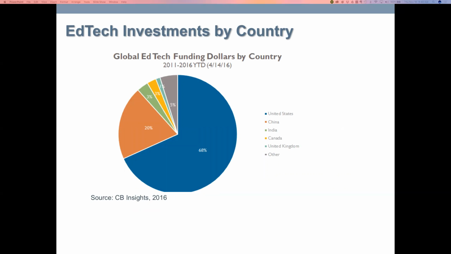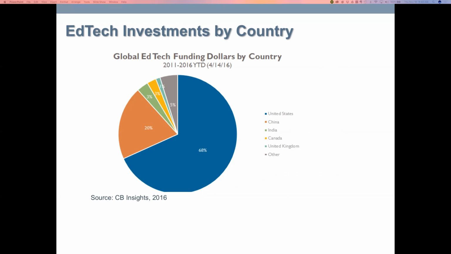And then if you look at funding by deals, you also see that the Chinese market is 20%, and the US is 68%. So these are the two largest countries in the world where the most edtech financing investments took place in the last 5 years.